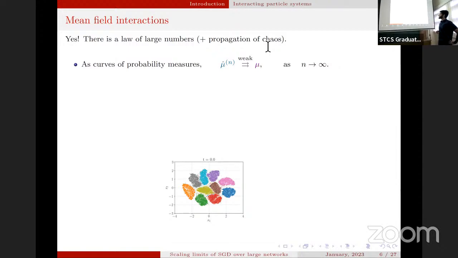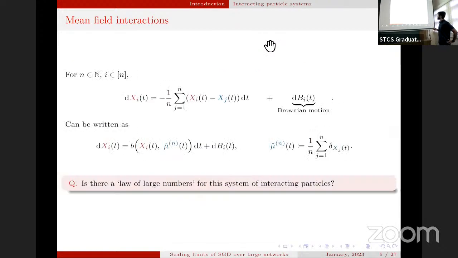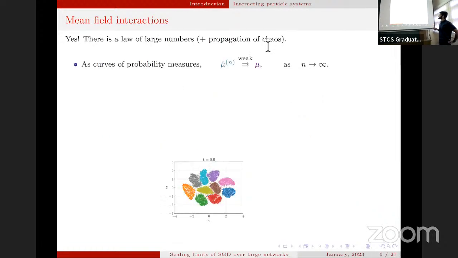So it can be shown that, as curves of probability measure, you initialize mu hat of 0, and then as the system evolves, the empirical distribution also evolves, and let's call it mu hat n of t. Then as curves of probability measure, it can be shown that the whole curve converges to a limiting curve mu on the space of probability distributions as n goes to infinity, in the weak sense over compact time intervals.